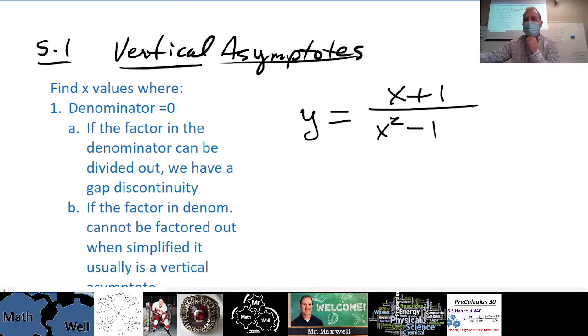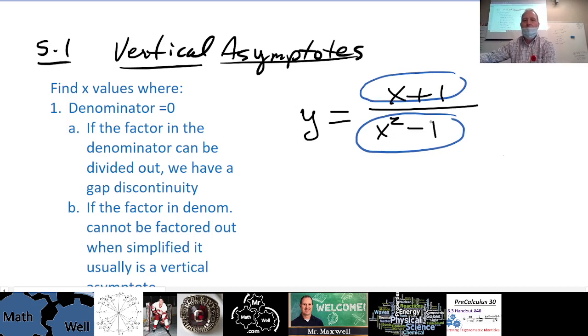So if you have a rational function, this is where you're going to see vertical asymptotes most of the time, when you have some kind of rational function. So you have a polynomial in the numerator and a polynomial in the denominator. So this is going to yield you perhaps a vertical asymptote. With a polynomial alone, you're not going to have a vertical asymptote.